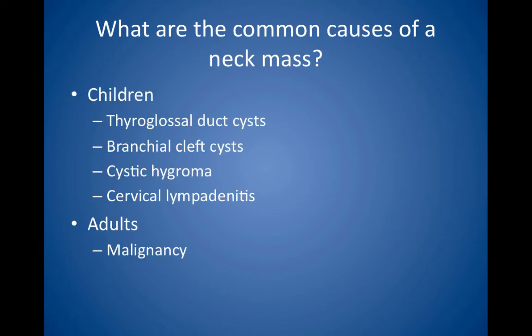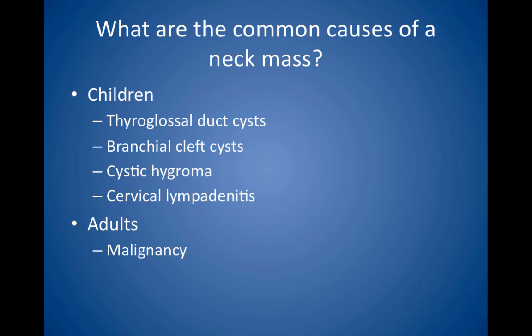In children, watch for thyroglossal duct cysts, which have a midline location and elevate with tongue protrusion. Branchial cleft cysts, which are lateral in location and often become infected. Cystic hygromas, which are benign tumors, also known as lymphangioma, that is associated with Turner syndrome and treated with surgical resection. And cervical lymphadenitis. Cervical lymphadenitis is usually caused by streptococcal pharyngitis, Epstein-Barr virus, which is common in the second and third decades of life, cat scratch disease, or mycobacterial infection, also known as scrofula.